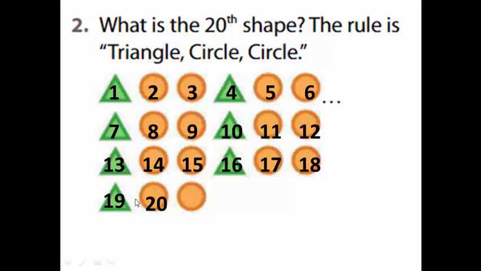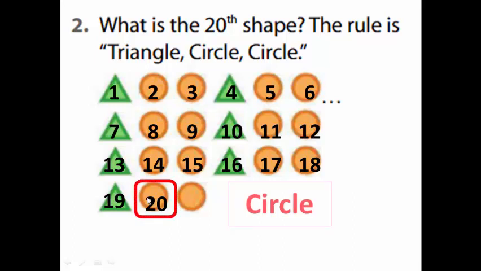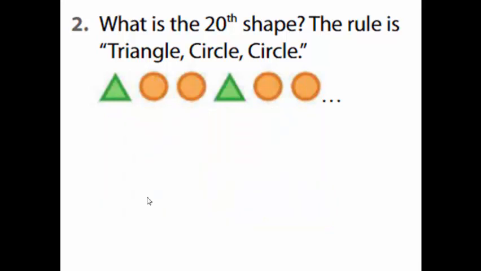So here 20 is triangle or circle? Yes, perfect. It's this circle. This is the first way. You can repeat the shapes and count. We have another way by division. You can divide. I will teach you how to divide. I can tell you right now.